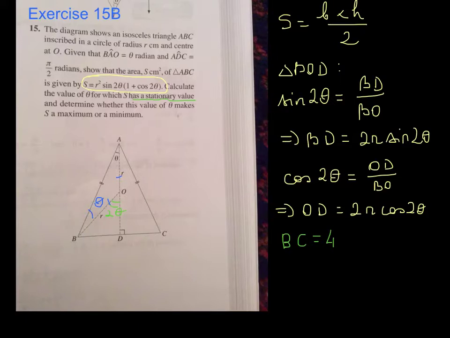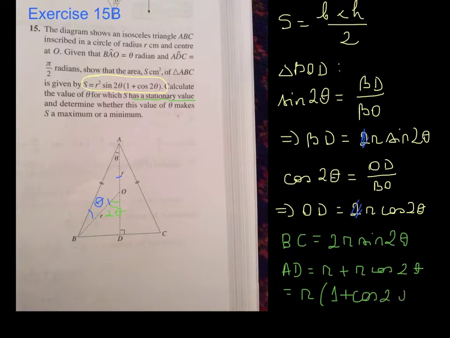Oh, it seems I made a mistake. Why shall I take 2R for BO? BO is R, it is not 2R. So these two disappear from here and from here. So BC is then 2R sine 2 theta. And the height of the triangle is AD, which is AO plus OD. So it's R brackets 1 plus cos 2 theta. Therefore, the area of the triangle is BC times AD divided by 2. We cancel a 2 and we get exactly the expression here.